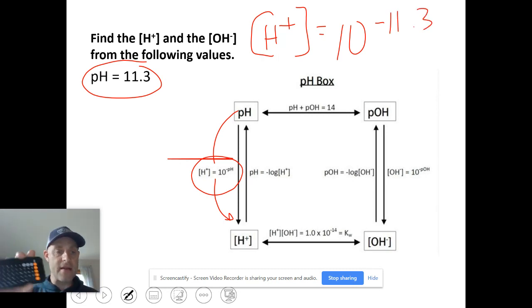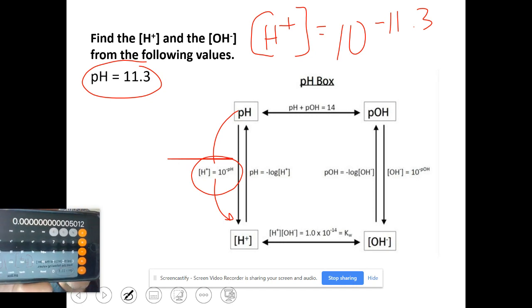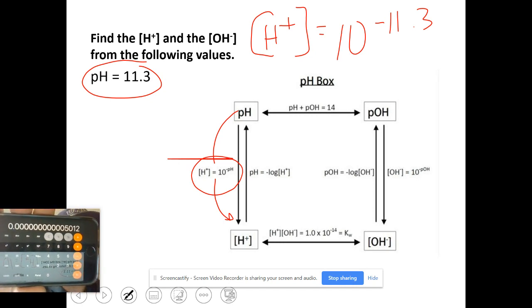So again, on mine, here we go, negative 11.3, and then I hit 10x. Sometimes it doesn't work, I don't know why. Negative 11.3, 10x. There, weird. And I get this. Holy moly, that's a lot of zeros.